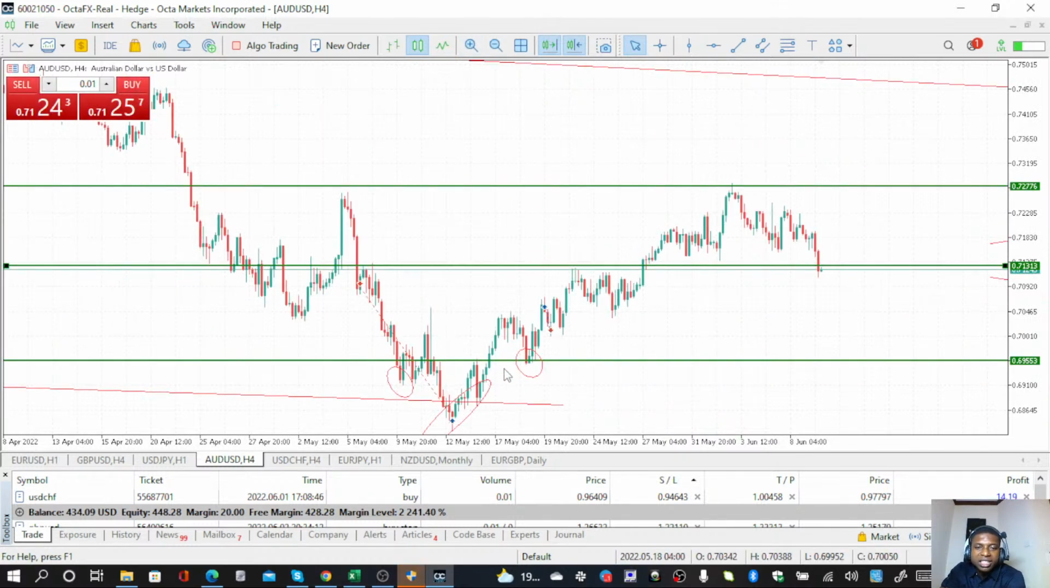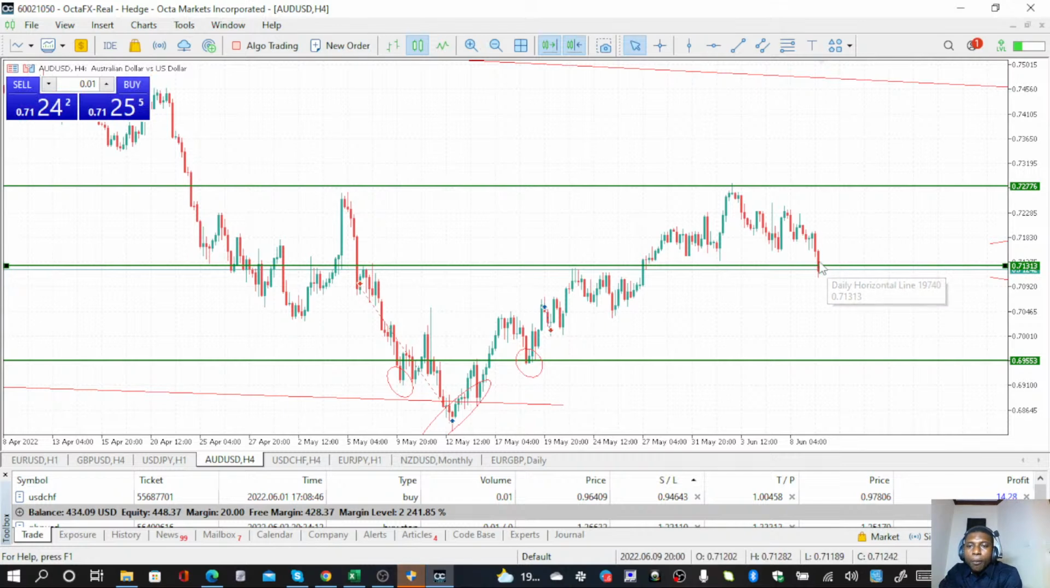So you can actually see what is currently happening here. Price had gone through this resistance level and has broken through it, and price got to this other resistance level and was rejected. Price started falling. Do you get? Price started falling to this support level. Now this support level is more like a resistance turned support.